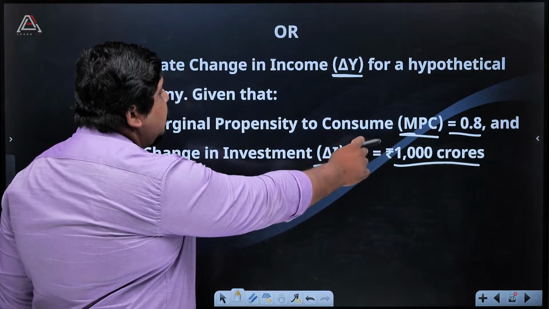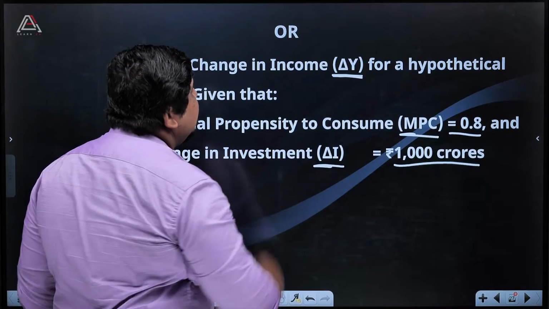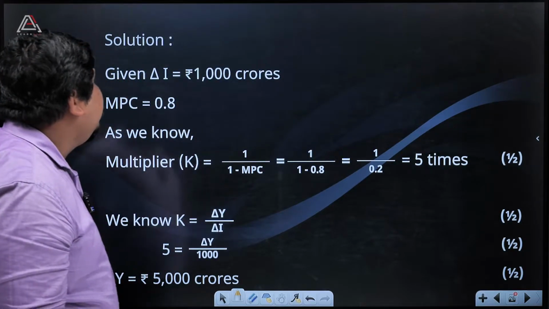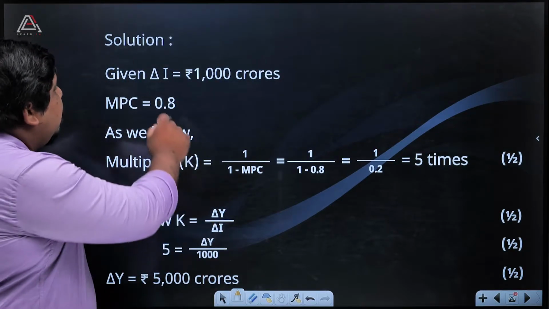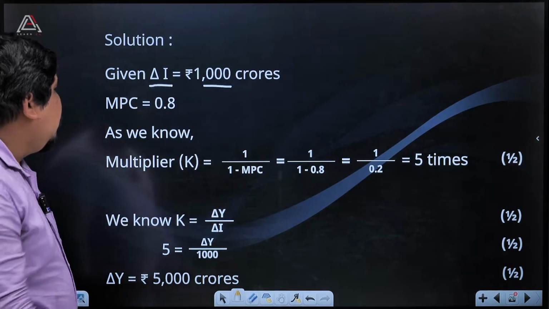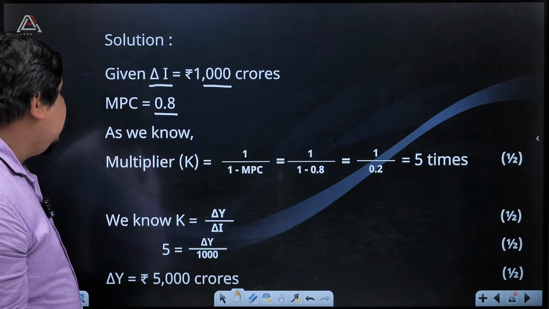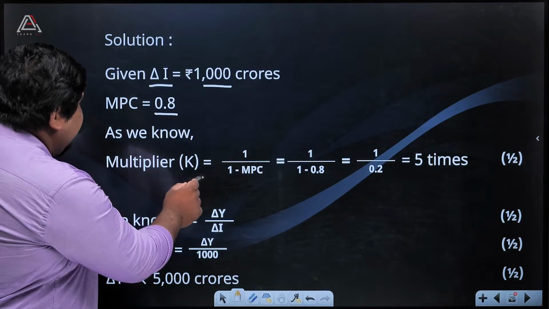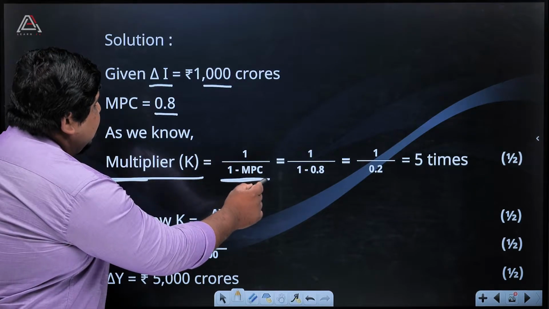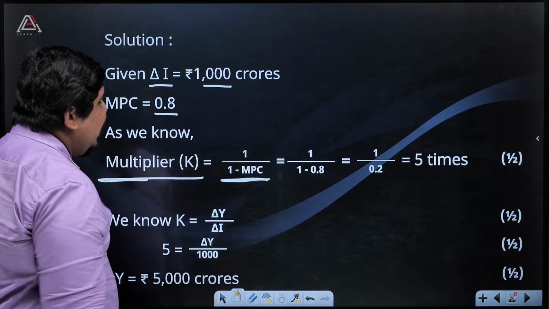Change in investment, then MPC is there. Calculate change in income. We have to calculate this. So we can go through the solution. What is the formula for that? Solution is given there. We got this point: change in investment 1000 crores, MPC, marginal propensity to consume, 0.8. Then multiplier, we are aware of that. Multiplier is written like this. This is the formula for the multiplier, that is 1 divided by 1 minus MPC.